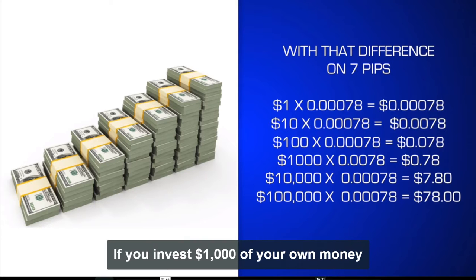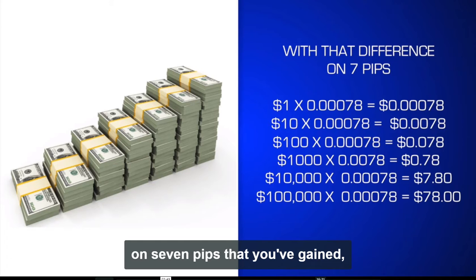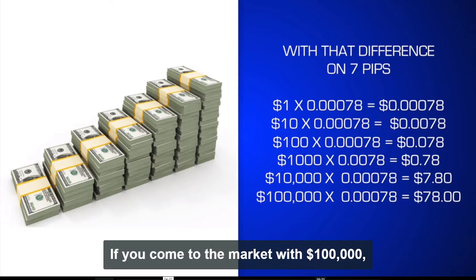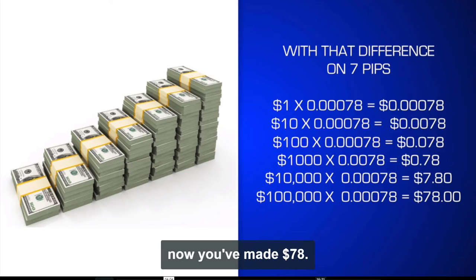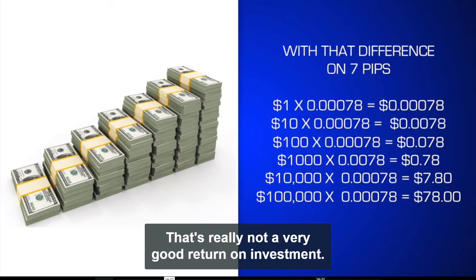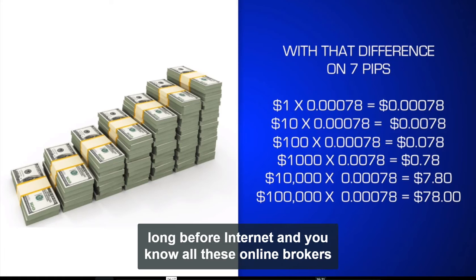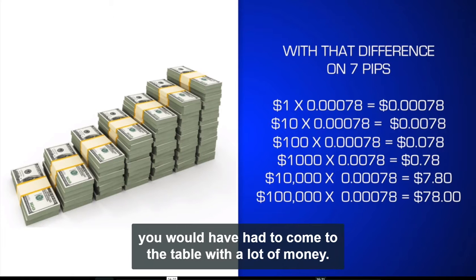If you invest $1,000 of your own money on 7 pips that you've gained, now you have just made 78 cents. Whoop-de-doo, right? $10,000. Now you've made $7.80. If you come to the market with $100,000, now you've made $78. That's really not a very good return on investment. You understand that now.